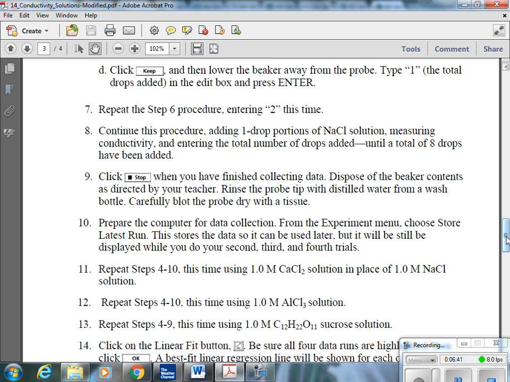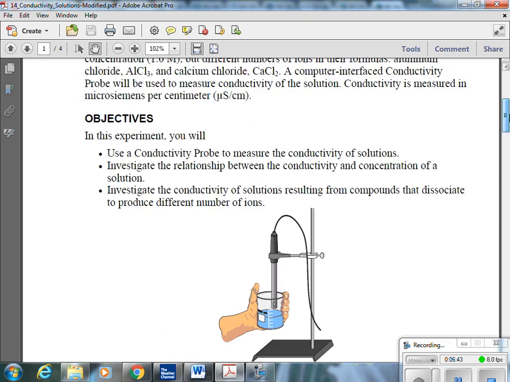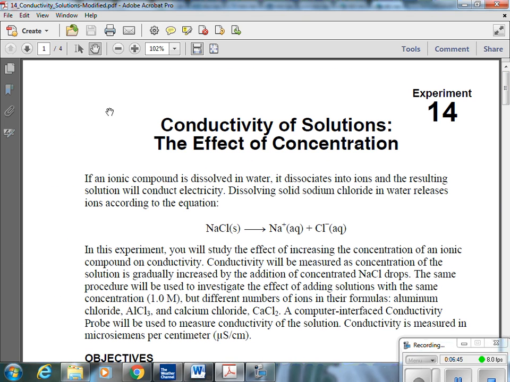This has been Computer Lab number 14, Conductivity of Solutions, the Effect of Concentration. Ladies and gentlemen, let's investigate.